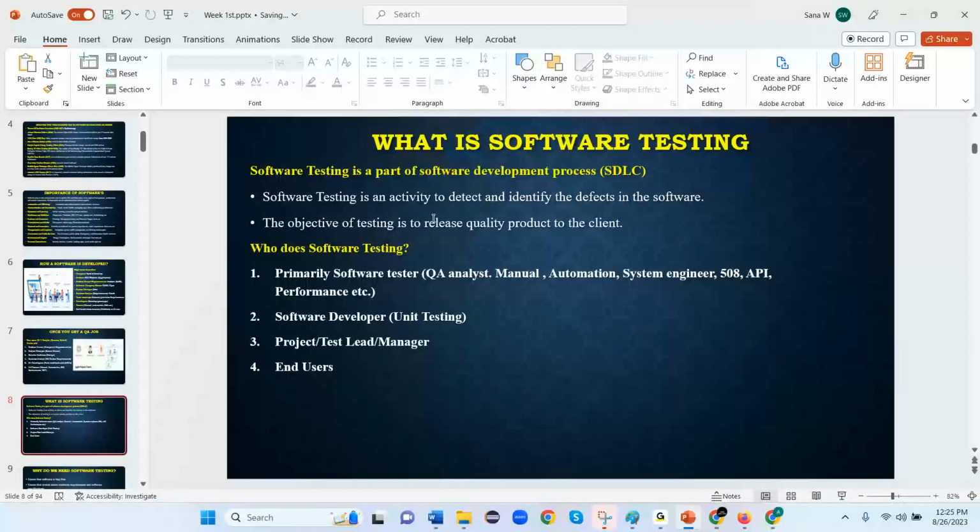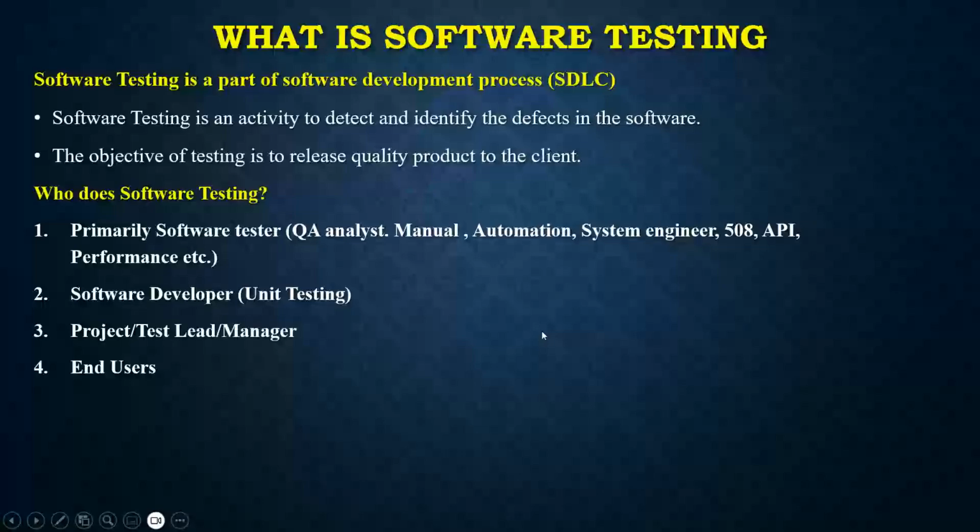So I will go here now. So what is software testing? Software testing is nothing but to detect and identify the defects in the software. The objective of testing is to release a quality product.